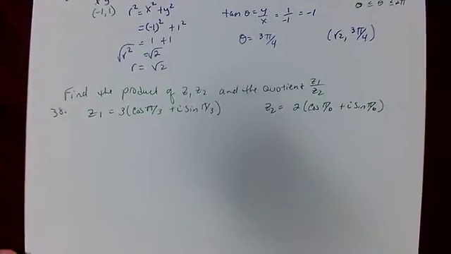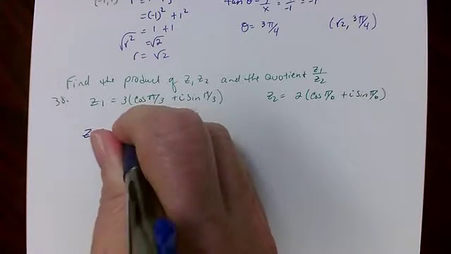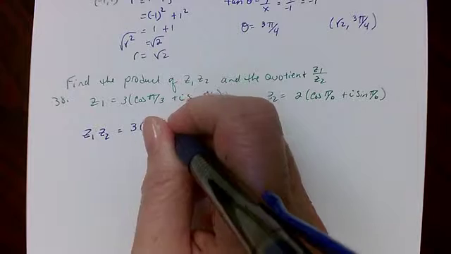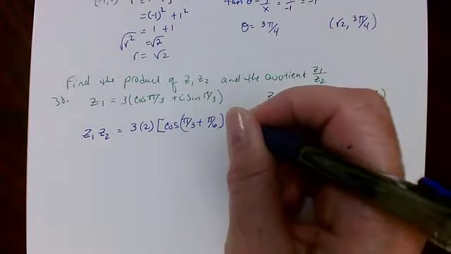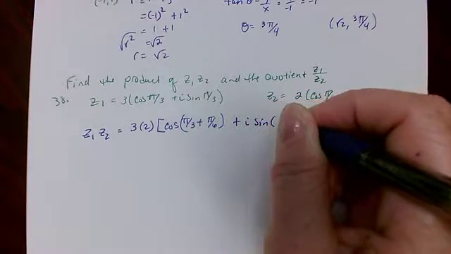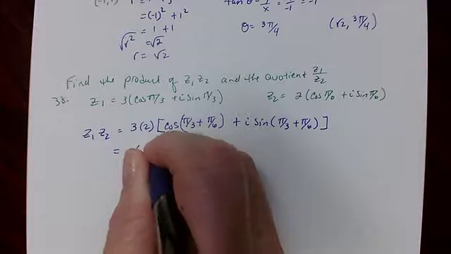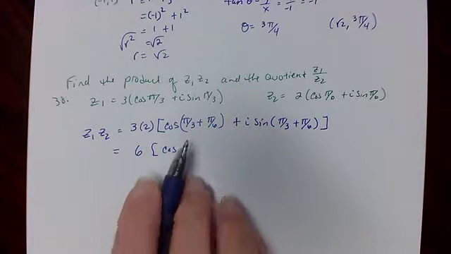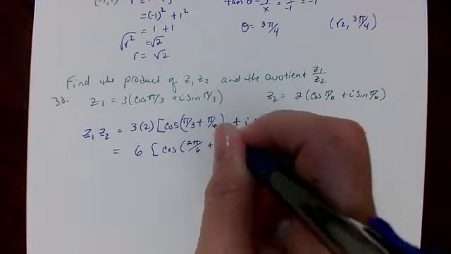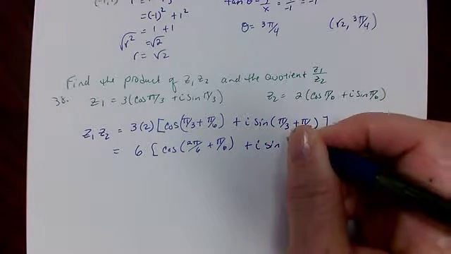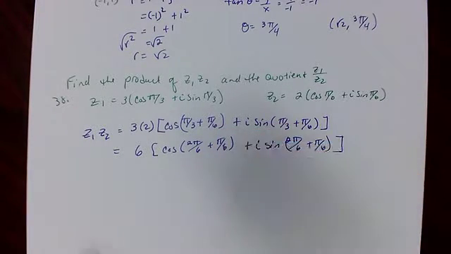So to solve this, we are going to have z1 times z2 will be equal to 3 times 2 times the cosine of pi over 3 plus pi over 6 plus i times sine of pi over 3 plus pi over 6. This will get us 6 times cosine. I need to get a common denominator here. My common denominator will be 6, so 2 pi over 6 plus pi over 6 plus the i sine of 2 pi over 6 plus pi over 6. Gotta have common denominators to add our fractions.